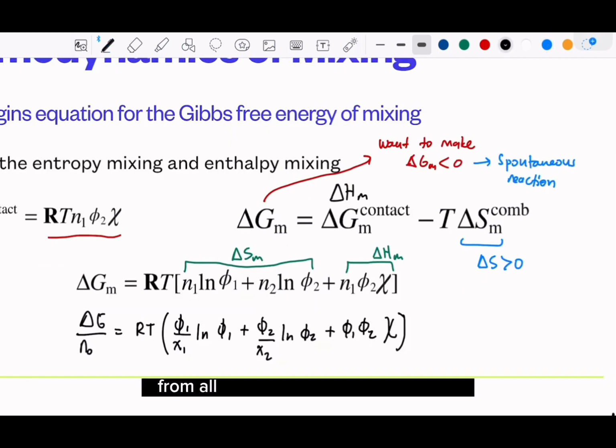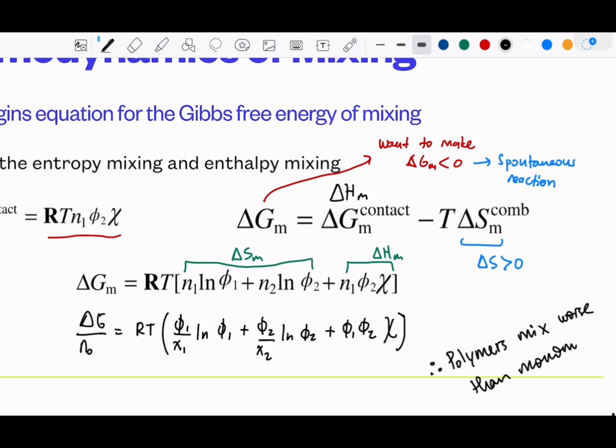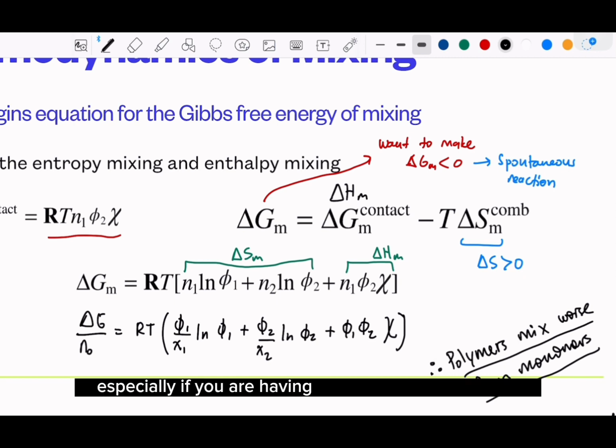But the takeaway from all the summary that I've given is that polymers mix worse than monomers. Because first, if you take polymers, then it will decrease your delta S, which is not good, right? And then also the delta H will not trigger the reaction, especially if you are having a polymer-polymer solution.